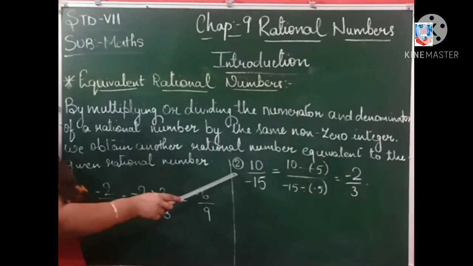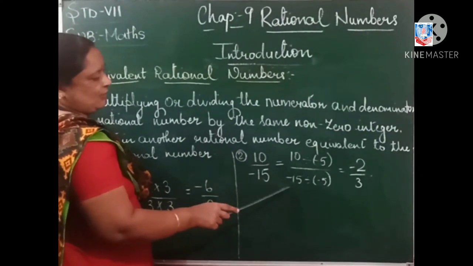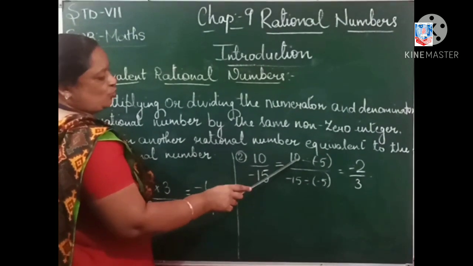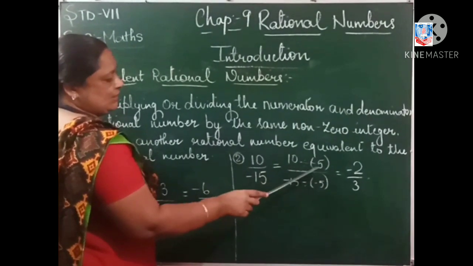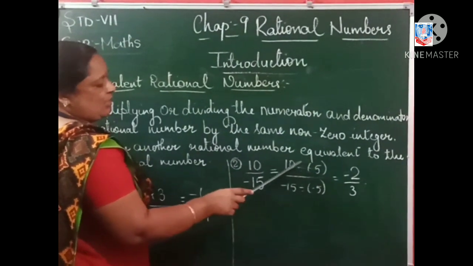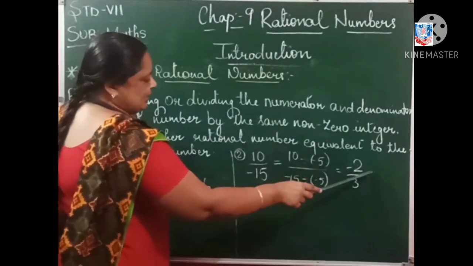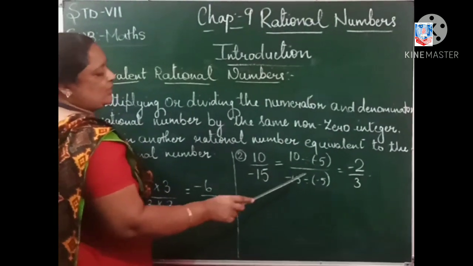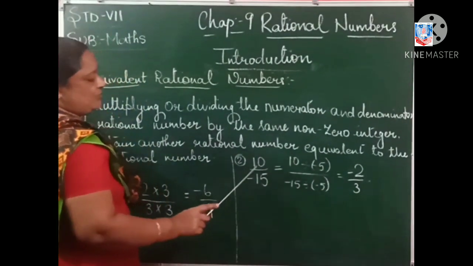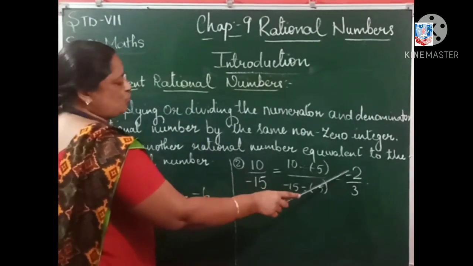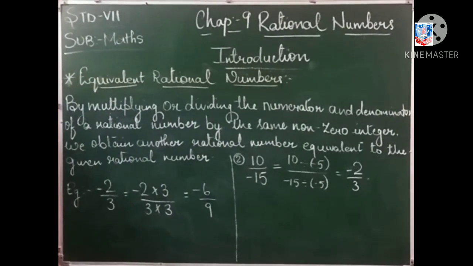Now our second example. By dividing, see, 10 by minus 15. We are dividing the numerator and denominator by the same non-zero integer, see, minus 5. When we divide 10 by minus 5, we get minus 2 and minus 15 by minus 5, we get 3. That means 10 by minus 15 and minus 2 by 3 both are equivalent to each other.